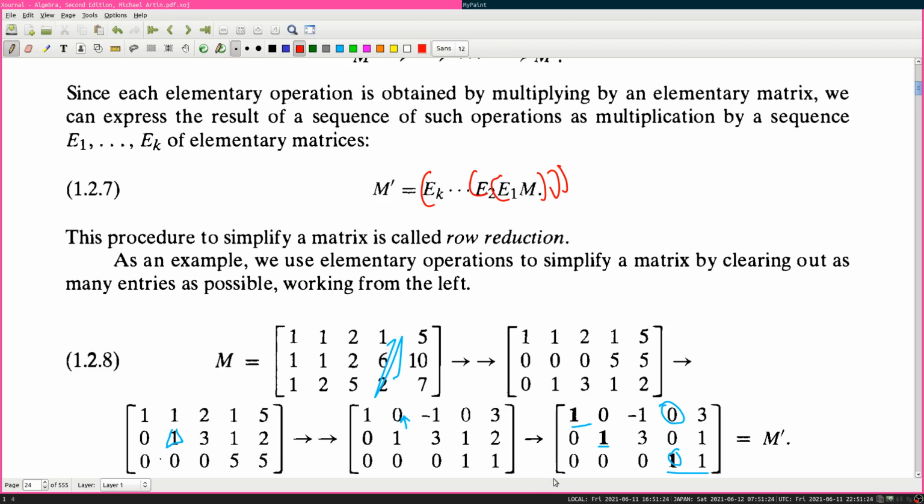As an example, we use the elementary operations to simplify a matrix by clearing out as many entries as possible, working from the left. All right, so here he did two operations. See the double arrow? So he subtracted. So this double arrow probably equals 1. Oh no, it's a 3. It would be a 3 by 3 matrix.